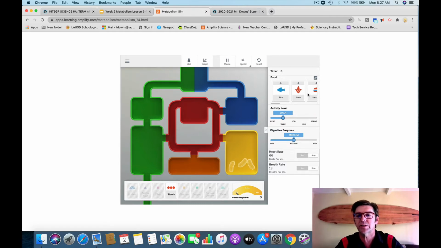Oh, we have to feed the sandwich. Let's go ahead and feed a sandwich. And now we're going to watch through this. And, ooh, which way is that going over to? What system is that? Watch what the starch is doing. Is it still starch? Yes, I don't see anything changing there. Now we might be able to speed up the pace here.